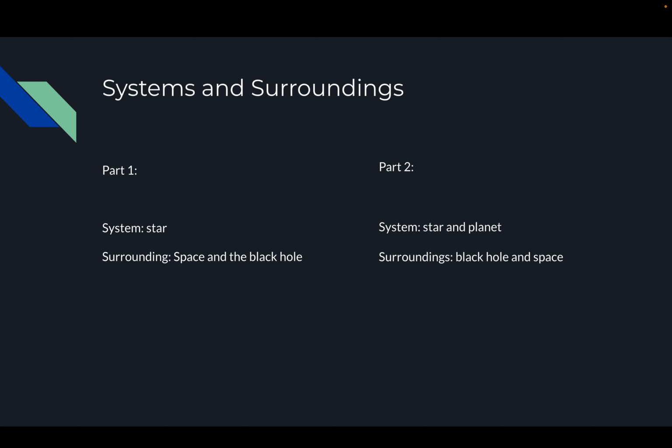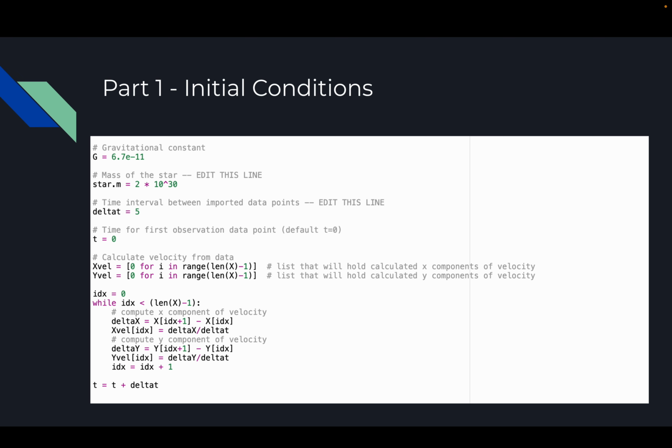The systems and surroundings of our part 1 coding is the system being the star and the surrounding being the space and the black hole. For part 2, our system is a star and planet, while the surroundings are the black hole and space. Our part 1 initial conditions include our star mass being 2 times 10 to the 30, our delta t equals 5 as a time interval, and our time for first observation being t equals 0. We'll also increment the time with the delta t, so it increments plus 5.